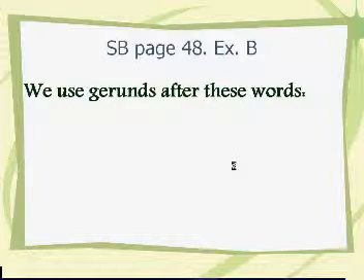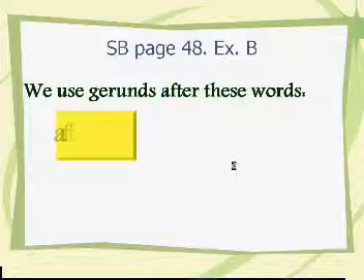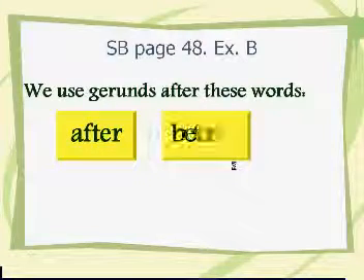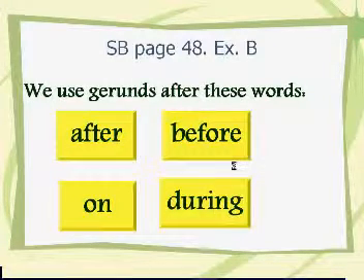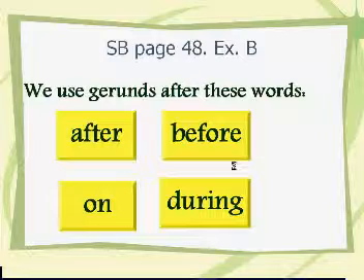If you go back to your student's book, page 48, exercise B, you'll notice that we use gerunds after these words: after, before, on, and during. Those are the words in your student's book. Please bear in mind you'll have questions on these 4 words that you should know: after, before, on, during. If these are followed by verbs, they should be plus -ing.